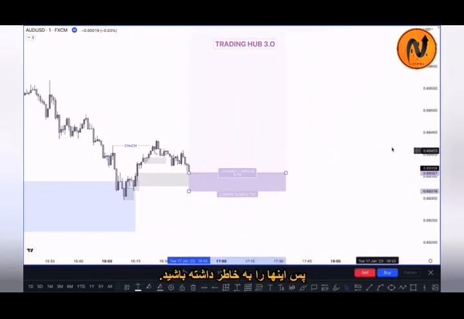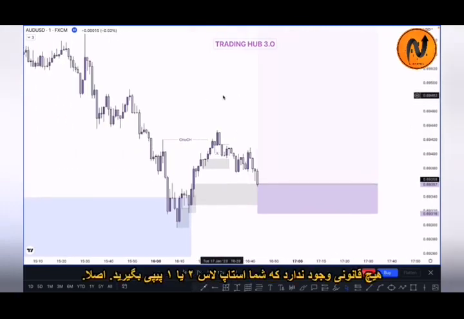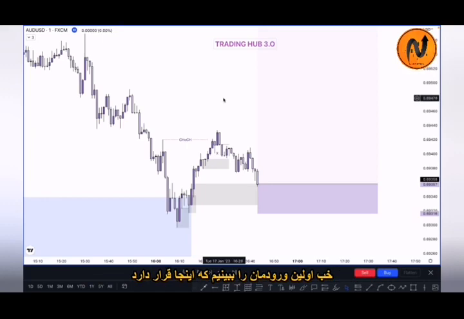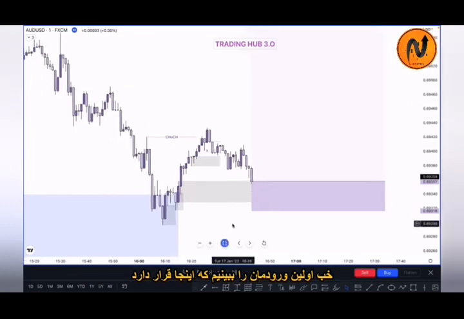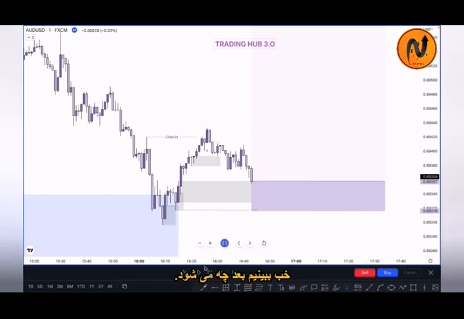So remember these things. To protect your stop loss is very important. It doesn't matter, there is no rule that you have to put a stop loss of only 2 pips or 1 pip. No, you have to put your stop loss as per your plan, as per your structure. So let's see, this is our first entry here, and put the stop loss just below it, which is here, right? So let's see what happened next here.